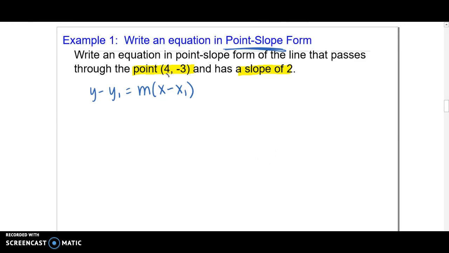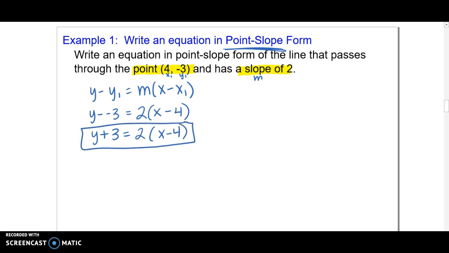For my point, I'm going to label it x sub 1, y sub 1, okay? So whenever we start doing our equation, I'm going to have y minus my y sub 1, which is negative 3, equals m, so that's 2, times x minus x sub 1, which we identified as 4. So that is what I need to do. I want you to see what's going on over here with this y minus negative 3. We can turn that into a positive. And there is my best answer.